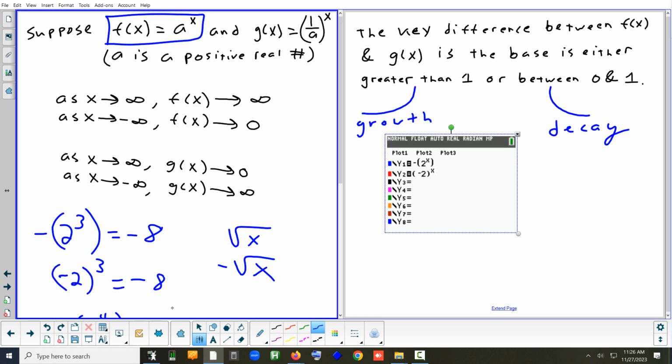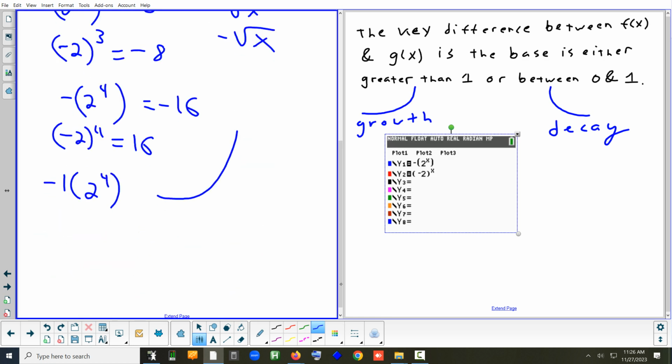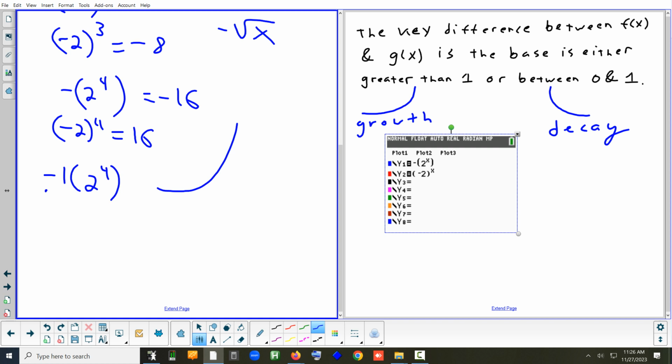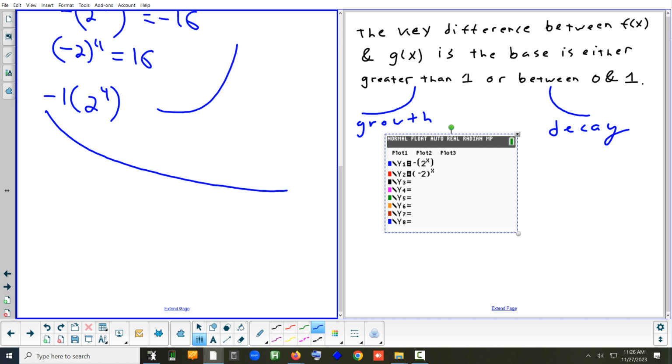Here's an example of something that decays very slowly versus something that decays sharper. So the rate of decay is controlled by the base. Closer to 0, sharper decay. If it was close to 1, let's say you had a base of 0.9, it's going to decay, but it's going to decay very slowly.